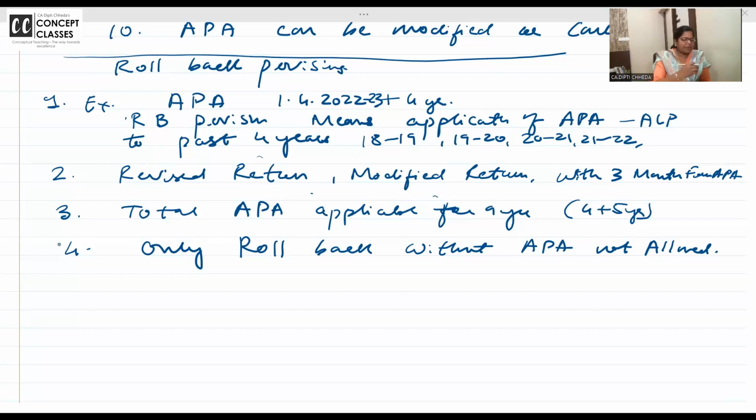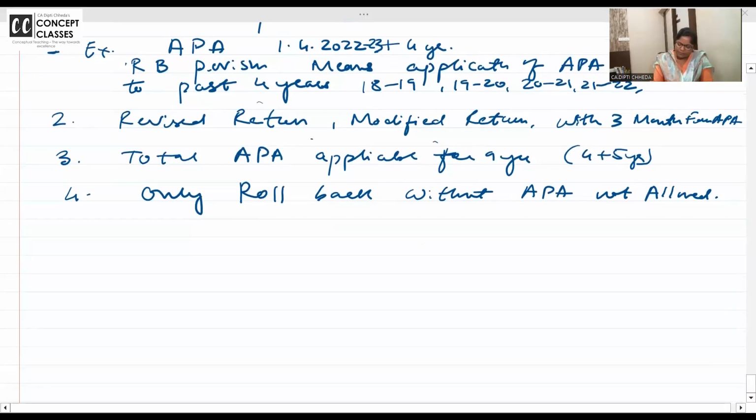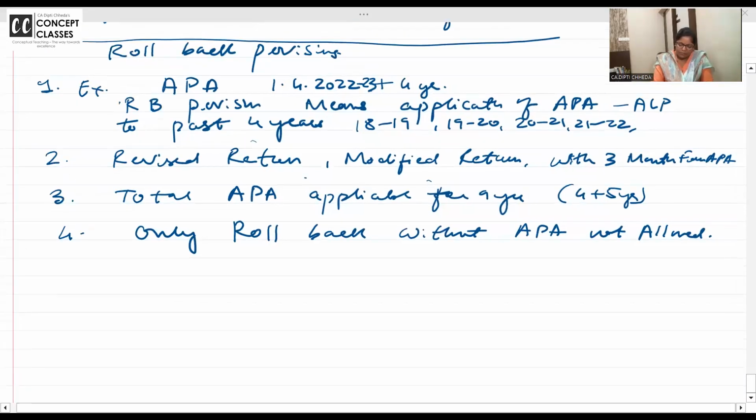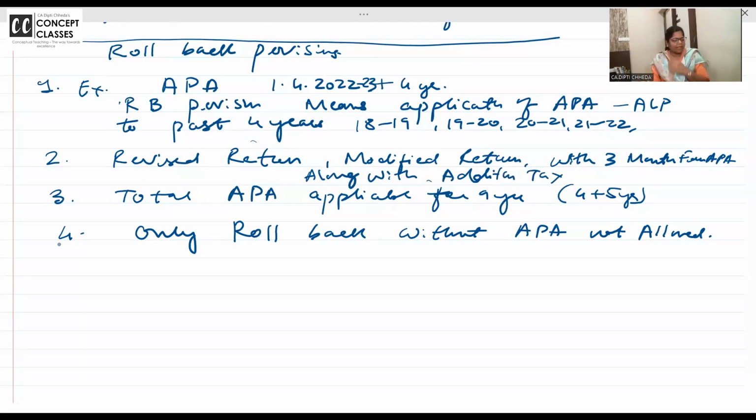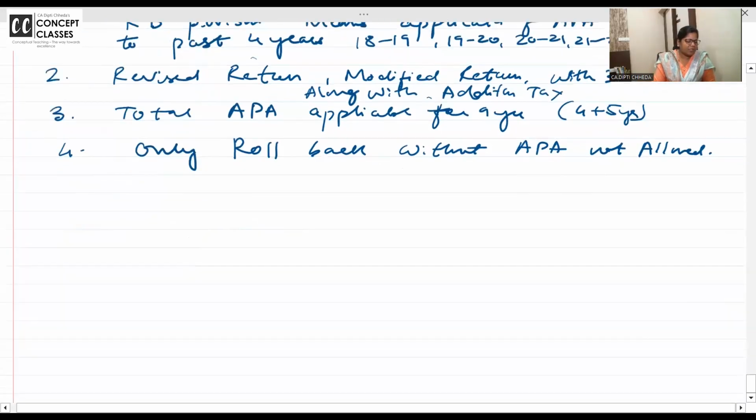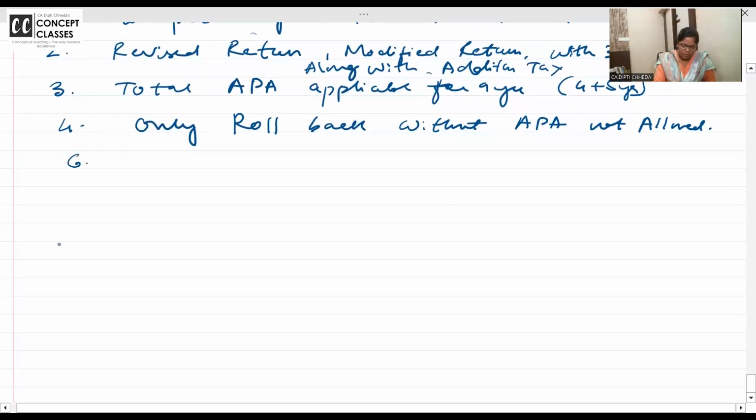और modified return file करना होगा 3 महीने में, and then they will accept. You will have to pay the additional tax also, along with additional tax. अब all that I'm not making you write कि अगर ITAT के पास pending है तो वो साल के लिए rollback छोड़ दो. अभी nice cases are there here.